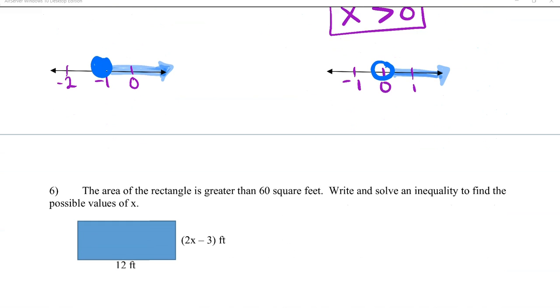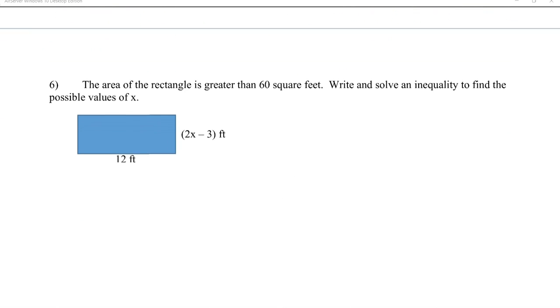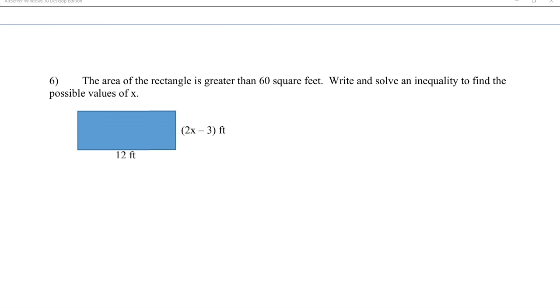So now let's work on a few word problems. We want to first write an inequality that represents the situation, and then we'll move forward by solving the inequality and interpreting if needed.